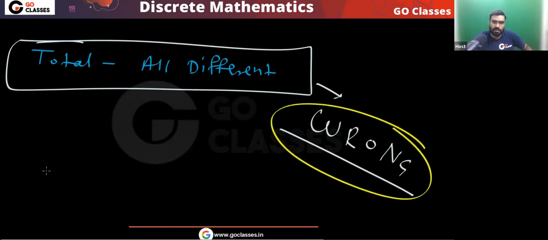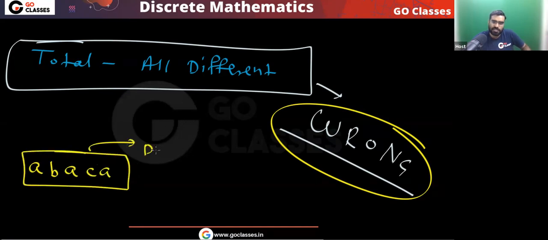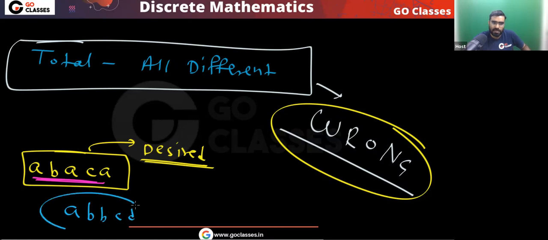Because this is desired. For example, this case is desired: A, B, A, C, A. You can notice this is a desired case. We don't need all different. Do we need all different? We don't. Here you don't have consecutively same letters, so this is a desired case. Remember, this is an undesired case: for example, A, B, B, C, D.